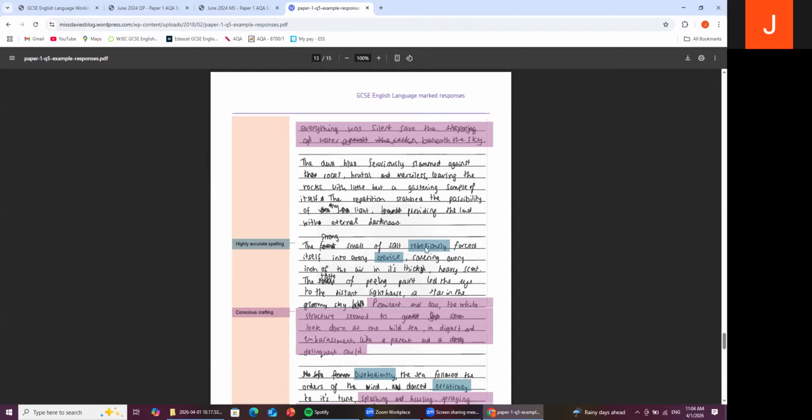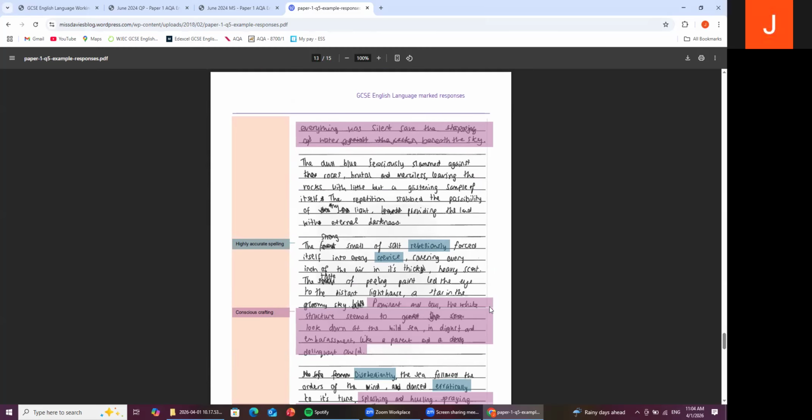Highly accurate spelling. So again, rebelliously, crevice, not very common words, but these are the kinds of words that will gain you marks. Conscious crafting. So again, we can see that the student has really thought about what they're writing there. The really detailed description.